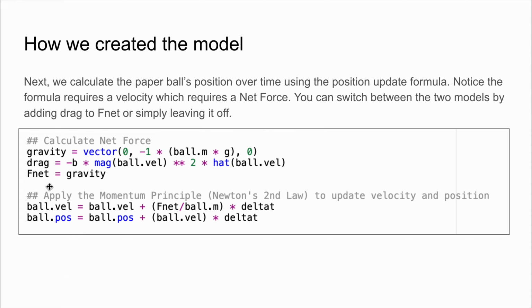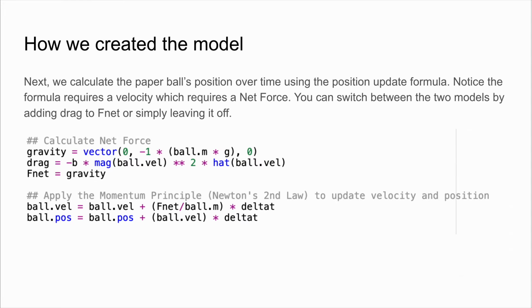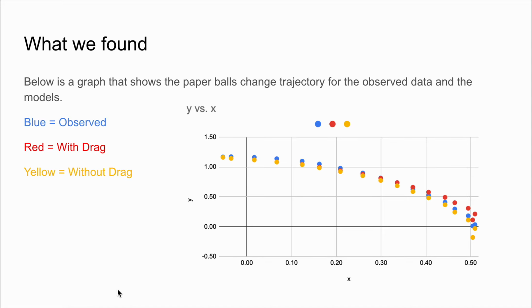So obviously this is the first computational model of just gravity. And yeah, you use this Fnet to calculate the velocity and use that velocity to calculate the ball's position over some delta t. So what we found, blue is the observed data, red is the computational model that had gravity and drag, and then yellow is the computational model that had just gravity without drag.